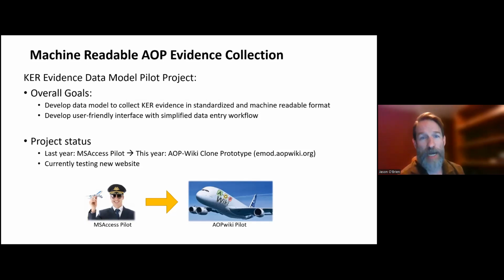So we have a pilot project going on right now that's investigating different approaches to data collection. We're focusing mainly on the key event relationship evidence, but eventually we want to expand to other kinds of evidence collected in the AOP-Wiki. And the overall goals of this project are to develop a new data model to collect the KER evidence in a standardized and machine-readable format, and develop a user-friendly interface with simplified data entry workflow.